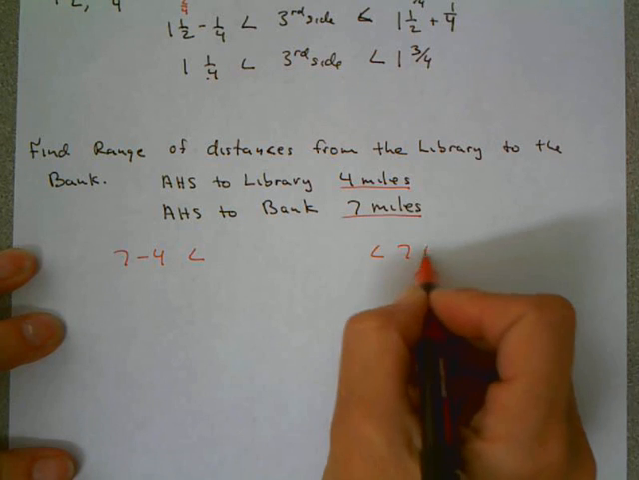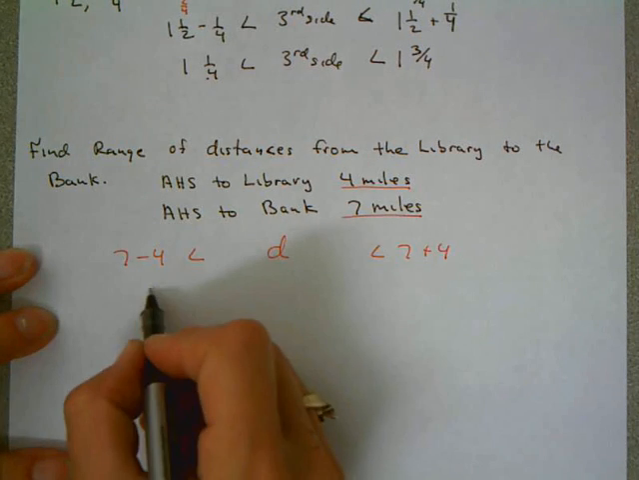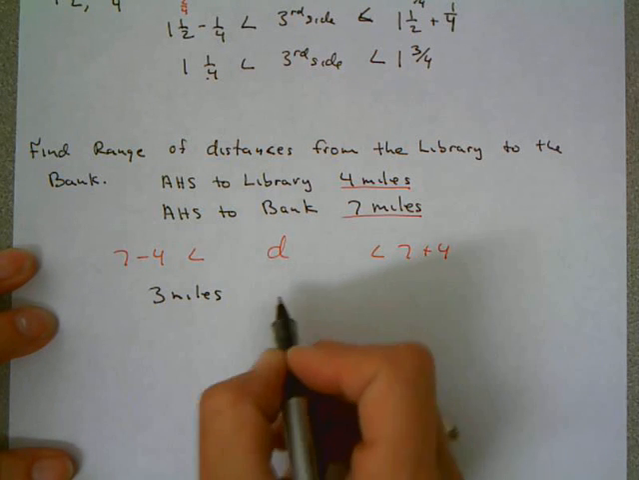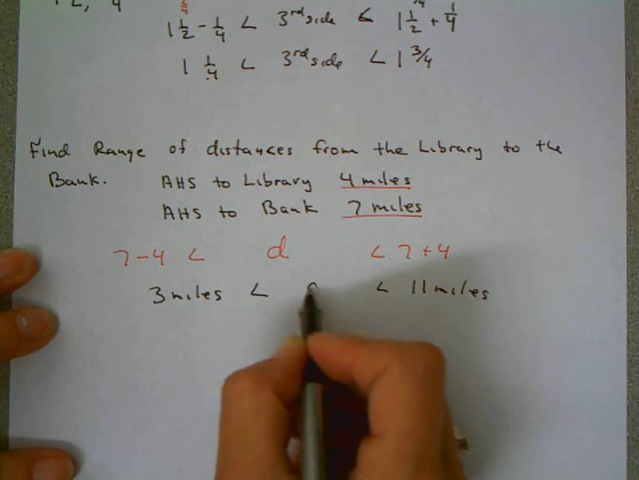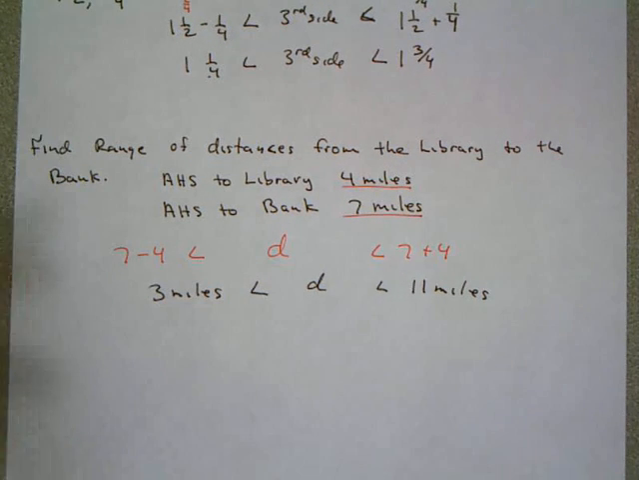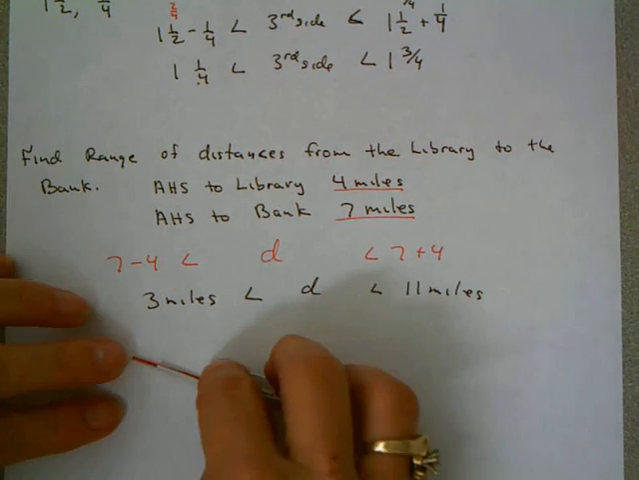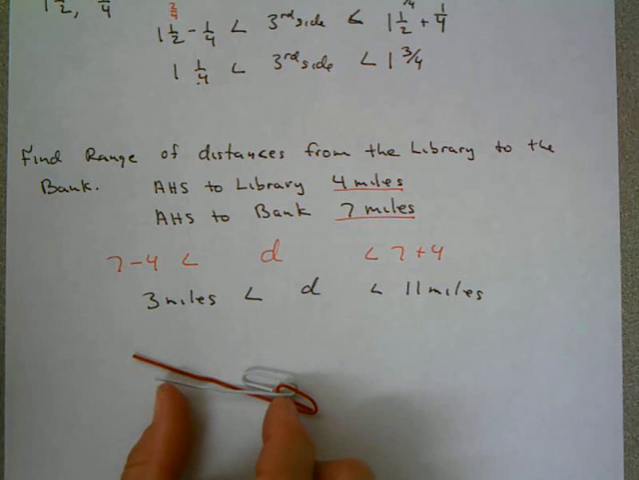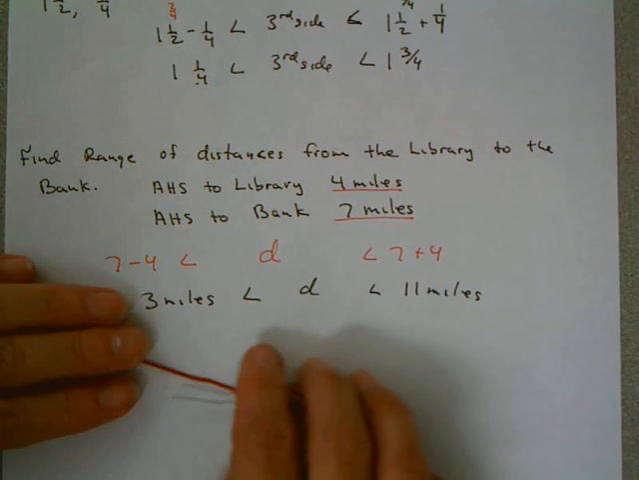And I'll do 7 minus 4 is 3 miles. And 7 plus 4 is 11 miles. And I know the distance I'm looking for, and I'm just going to call it D, from the library to the bank is between 3 and 11 miles. And that could be, if you subtracted them, if this was your distance to the bank or the library and this was your distance to the bank, and you subtracted these two distances, you can see you'd be at 3 miles.